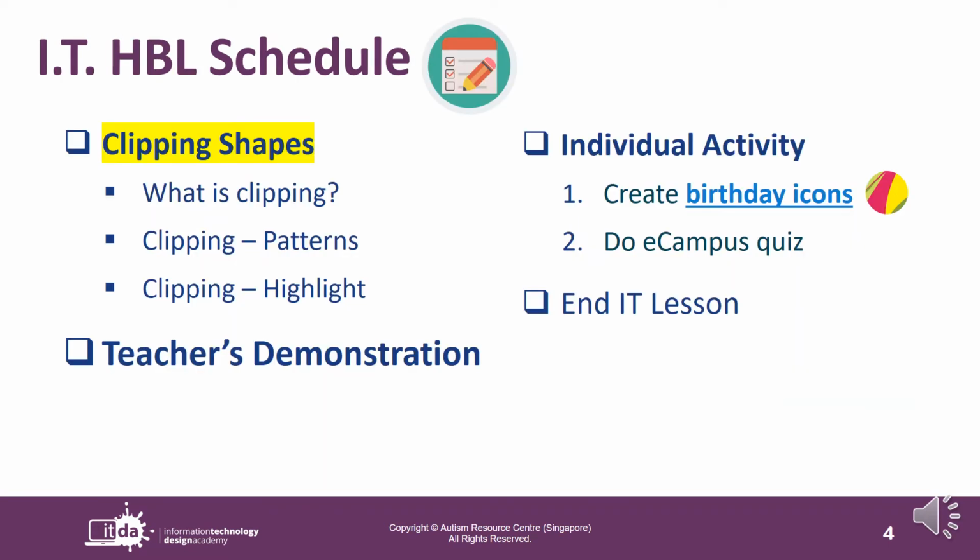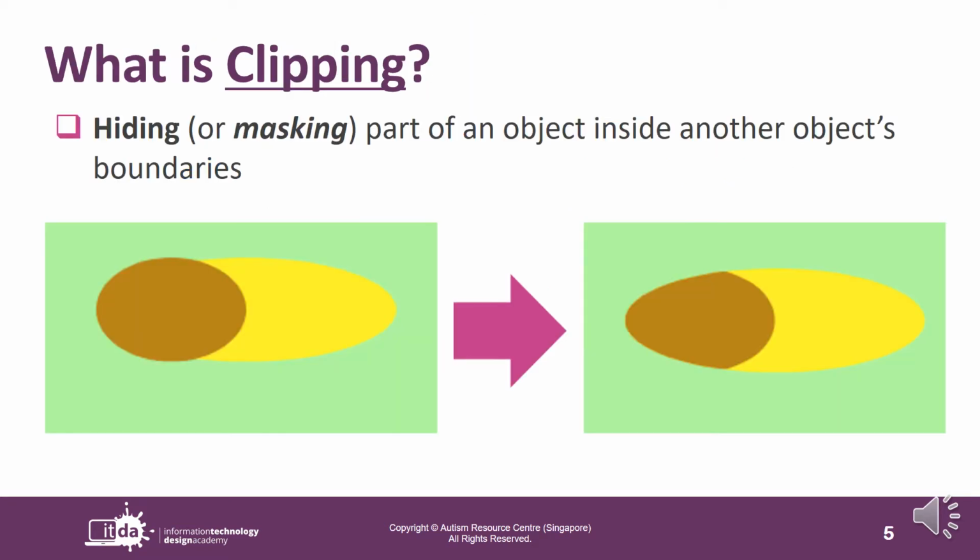Okay, so this is your HBL schedule for today. We're going to learn about clipping shapes. So what is clipping and how you can use clipping to create patterns and highlight. Later, you will need to watch the teacher's demonstration after this video on your own. And then, you will have to do your individual activity, go to Gravit, create your birthday icons, and then do the 1 question eCampus quiz. Once done, that will be the end of your IT lesson for today.